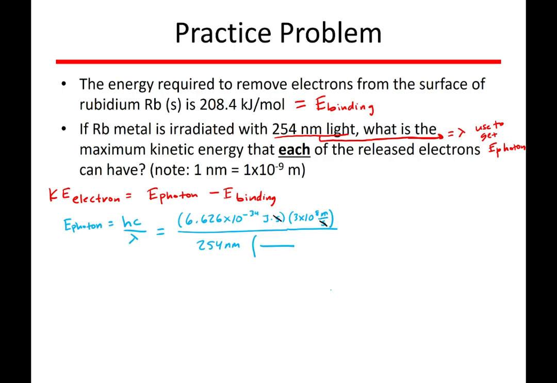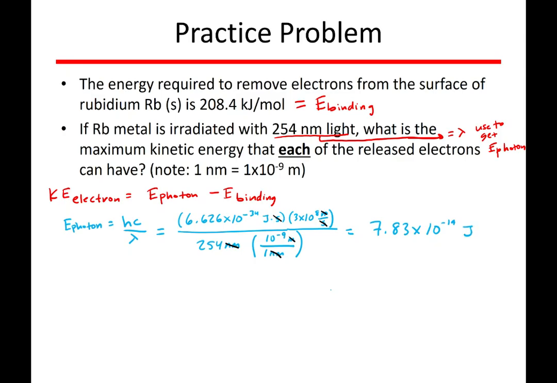Just because I have more room on the bottom, it'll be easier for me to convert the units of nanometers into meters. So what I'm going to do now is say, from our conversion factor, 1 nanometer goes on the bottom, so that cancels, is 10 to the minus 9 meters. That cancels out the units of nanometers, and now the meters cancel as well. And at this point, all the numbers can be plugged into your calculator. And when you do that, you'll find that the energy of the photon that's put in comes out to 7.83 times 10 to the minus 19 joules.